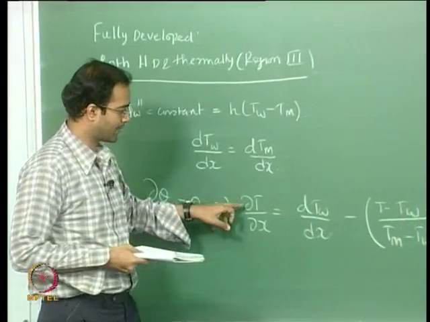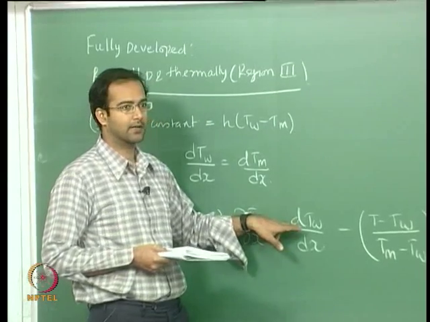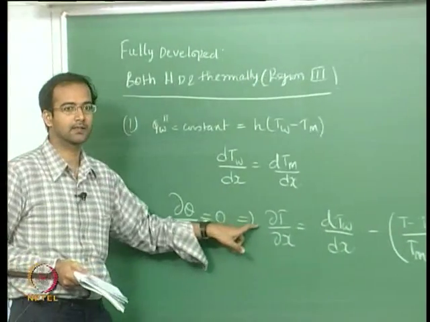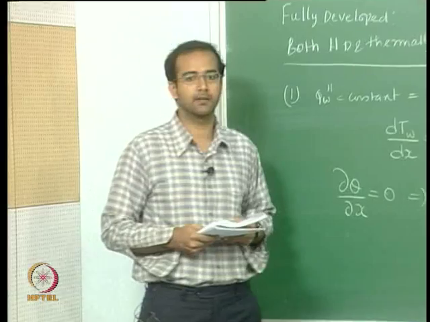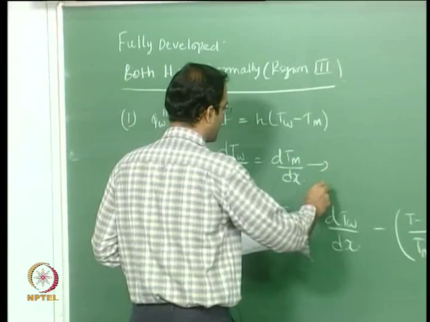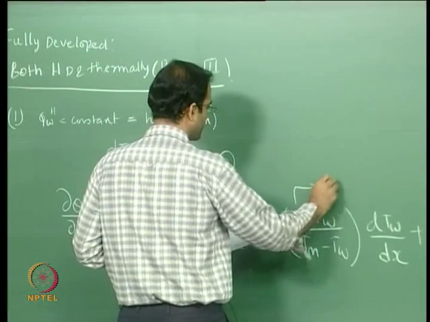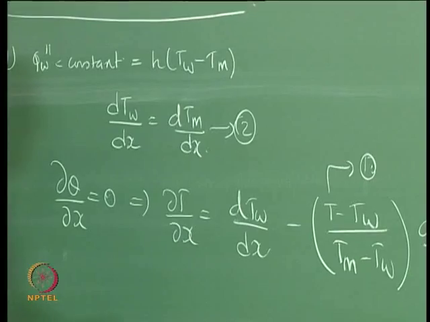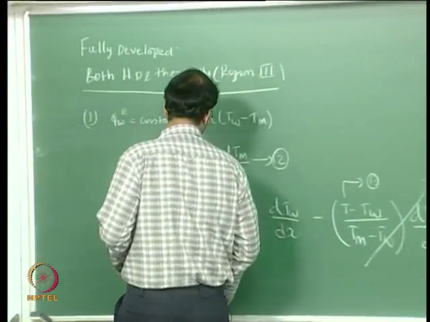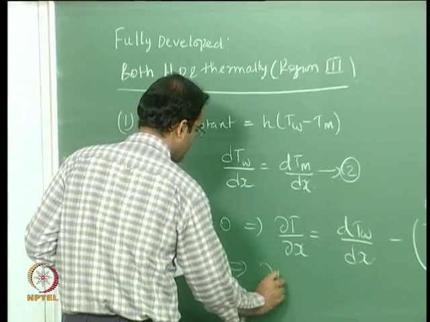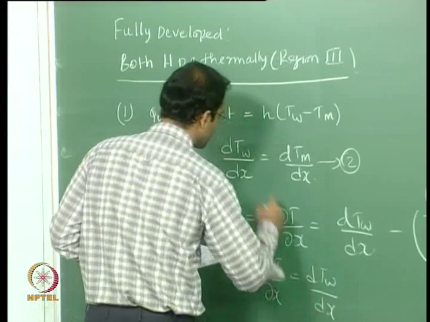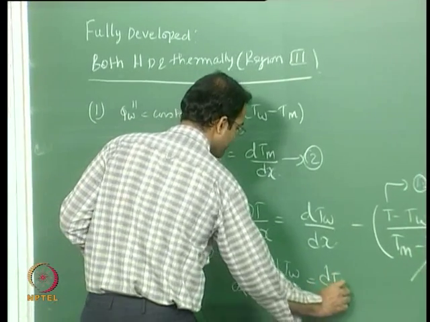You can note the partial and the standard derivative that I am using here. This is a function of only x, this is a function of only x, whereas temperature is a function of both r and x. Therefore I use a partial derivative for dT by dx. Now if you call this number 2 and this number 1, substituting 2 into 1, you cancel off these terms because they are identical, and you come to the conclusion that dT by dx should be equal to dT wall by dx, which in turn is equal to dTm by dx.